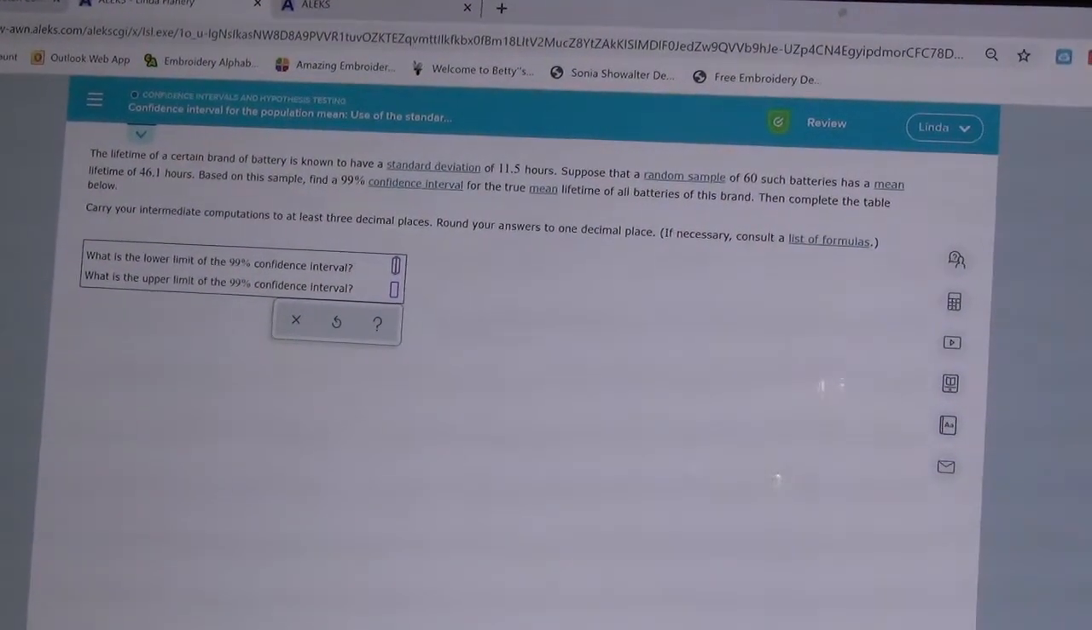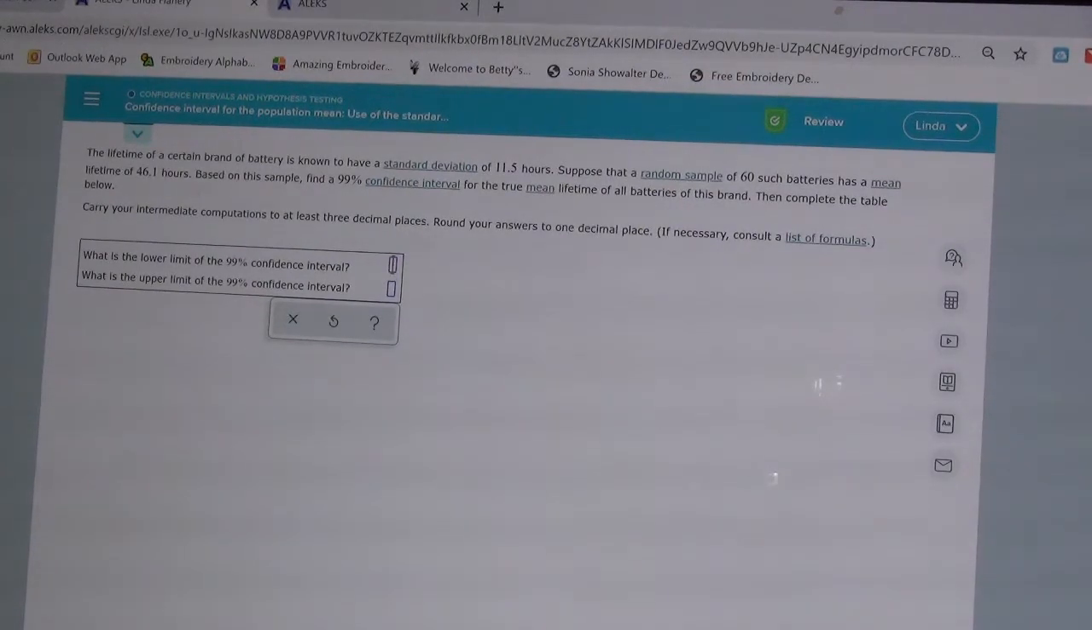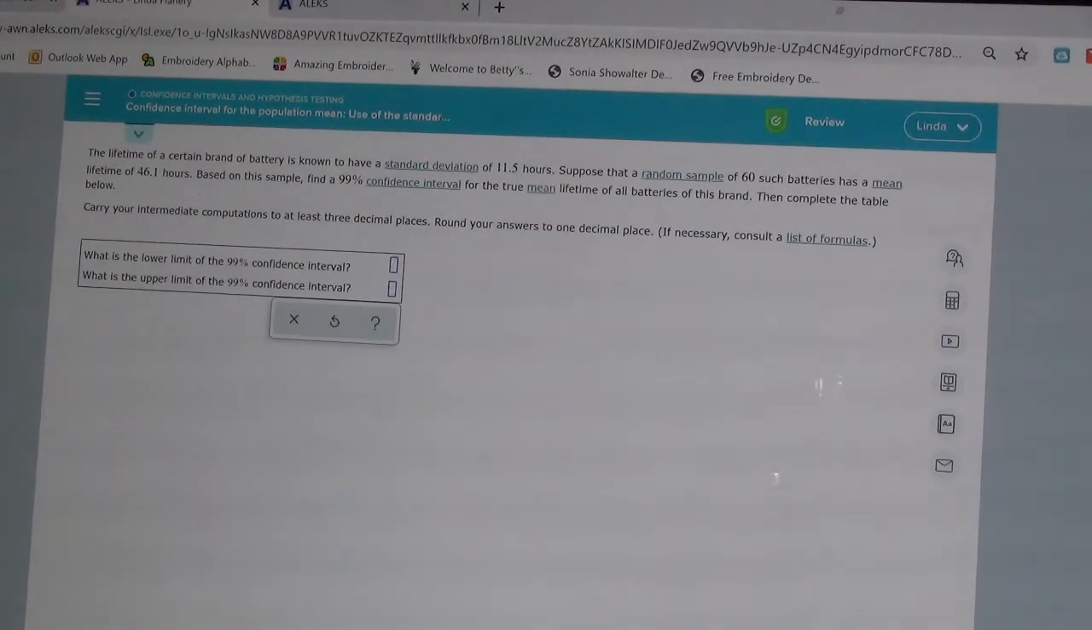Okay, so this one says the lifetime of a certain brand of battery is known to have a standard deviation of 11.5 hours. So I'm just going to note that on my paper. My standard deviation is 11.5. Suppose that a random sample of 60 such batteries, so N is going to be 60, has a mean lifetime of 46.1. So X bar is going to be 46.1. Based on this sample, we're using a 99% confidence interval for the true mean life of all batteries, then complete the table and we're going to find our confidence interval.